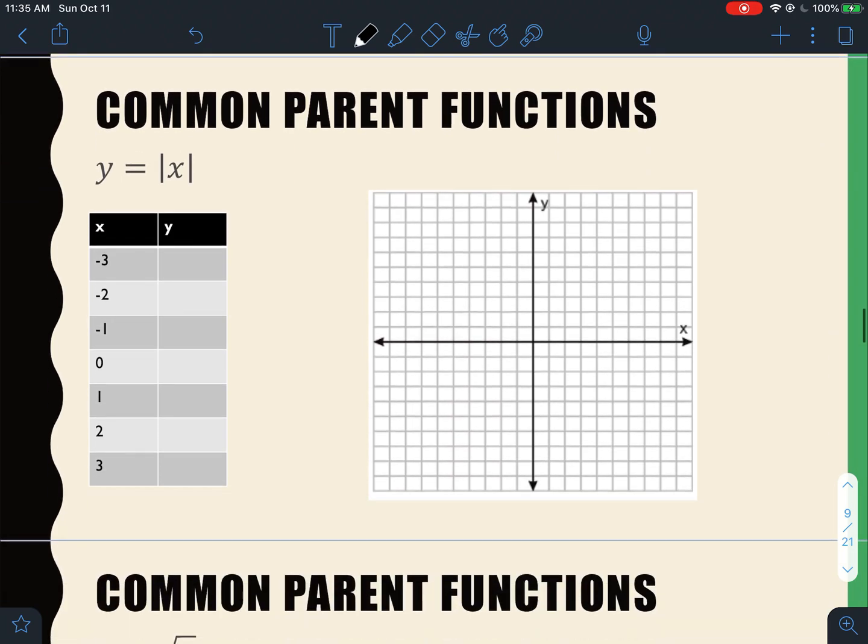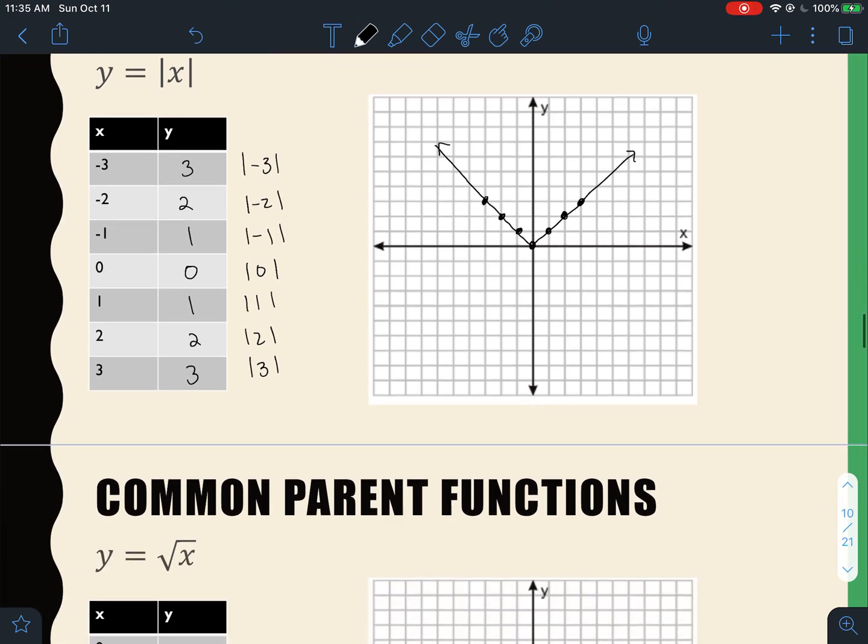Another common parent function, do you guys remember doing this one, is the absolute value of x. So if we take the absolute value of negative 3, we get 3. The absolute value of negative 2 is 2. The absolute value of negative 1 is 1. The absolute value of 0 is 0. Absolute value of 1 is 1. Absolute value of 2 is 2. Absolute value of 3 is 3. So we have 0, 0, 1, 1, negative 1, 1, 2, 2, negative 2, 2, 3, 3, negative 3, 3. So it almost looks like the parabola, but instead of curving, you make straight lines. So the parent function for the absolute value looks like a v.